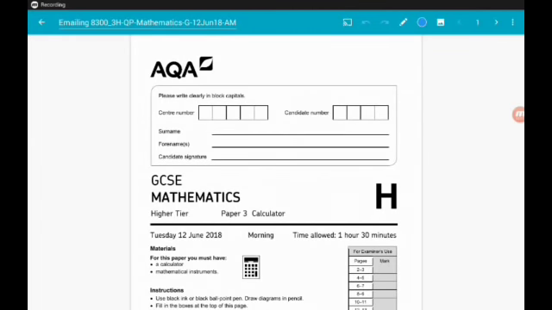Hey guys, here we're going through AQA's June 2018 Higher GCSE Maths Paper 3. Now I usually think Paper 3 is the nice one out of the three of them, so let's see how we go.